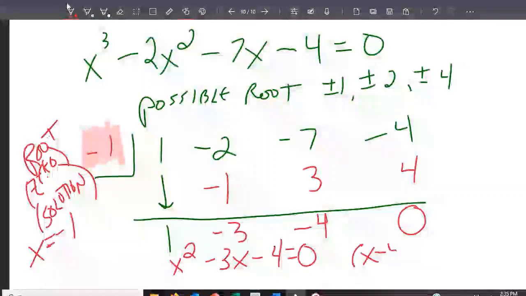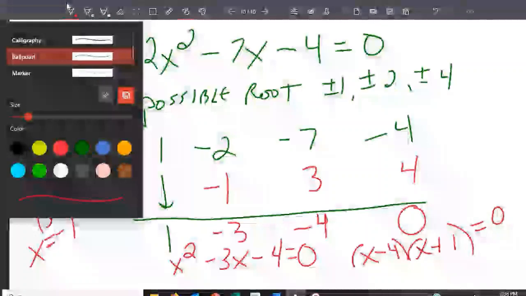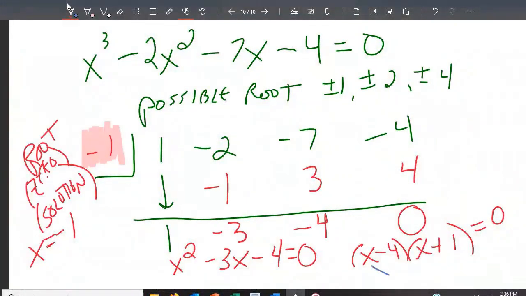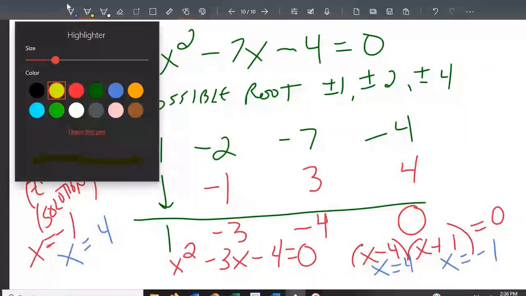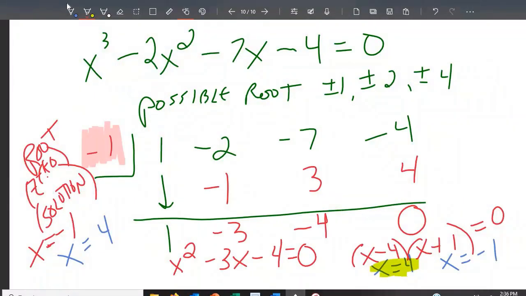It'll be x minus 4, x plus 1, equals 0. Now, we already know how to do this. This is going to be x equals 4. And this is going to be x equals negative 1. Well, I've already got negative 1. So my other answer is x equals 4. So that's one of my answers. I already had the negative 1. So this one has 2 answers.